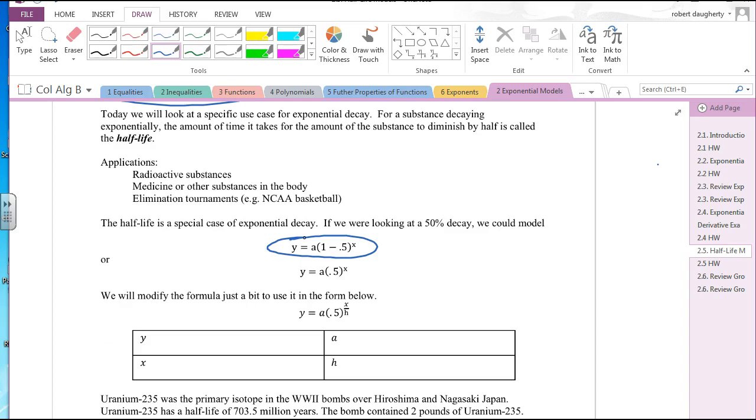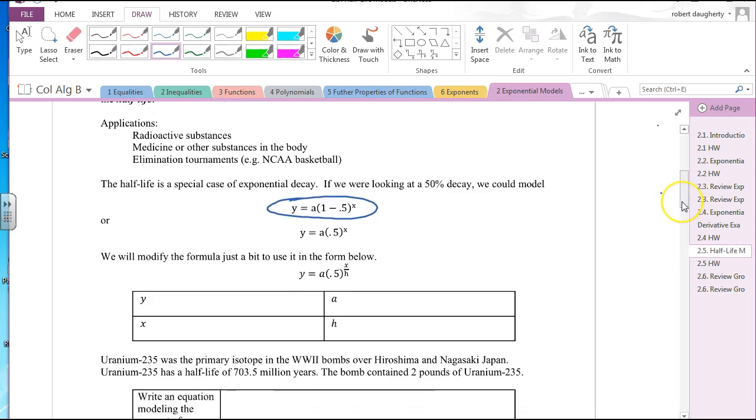Now, we're going to use a very specific formula here for half-life. You don't need to memorize it. It will be on your test, okay? You'll just see that formula. So the three formulas right now: you know that you're going to see exponential growth, that 1 plus r, and exponential decay, 1 minus r, and then you'll see this half-life formula.